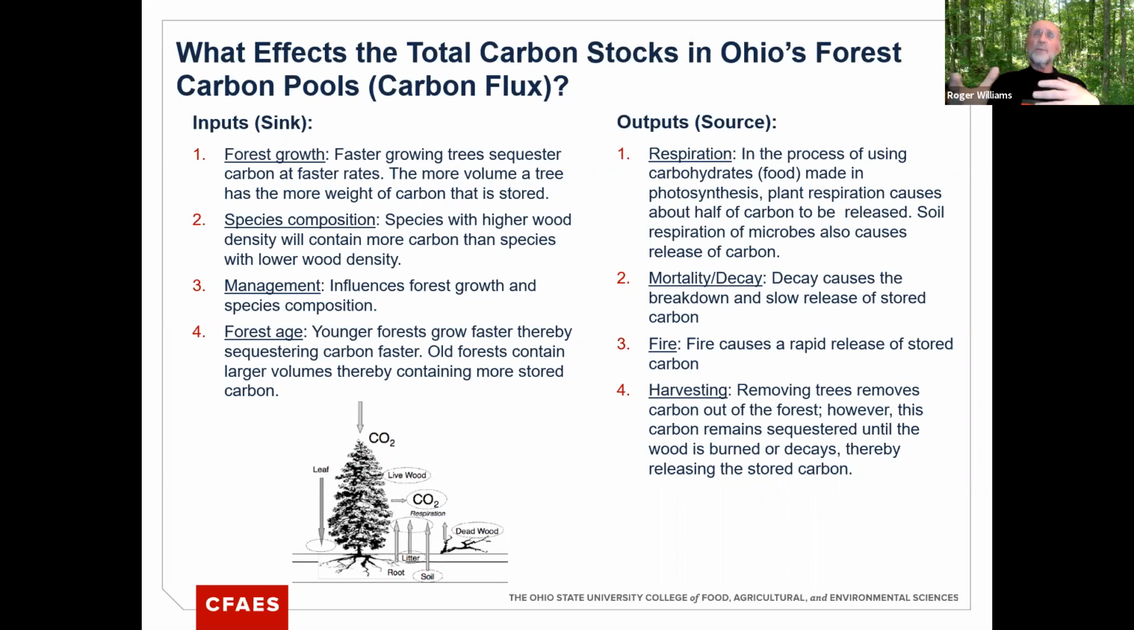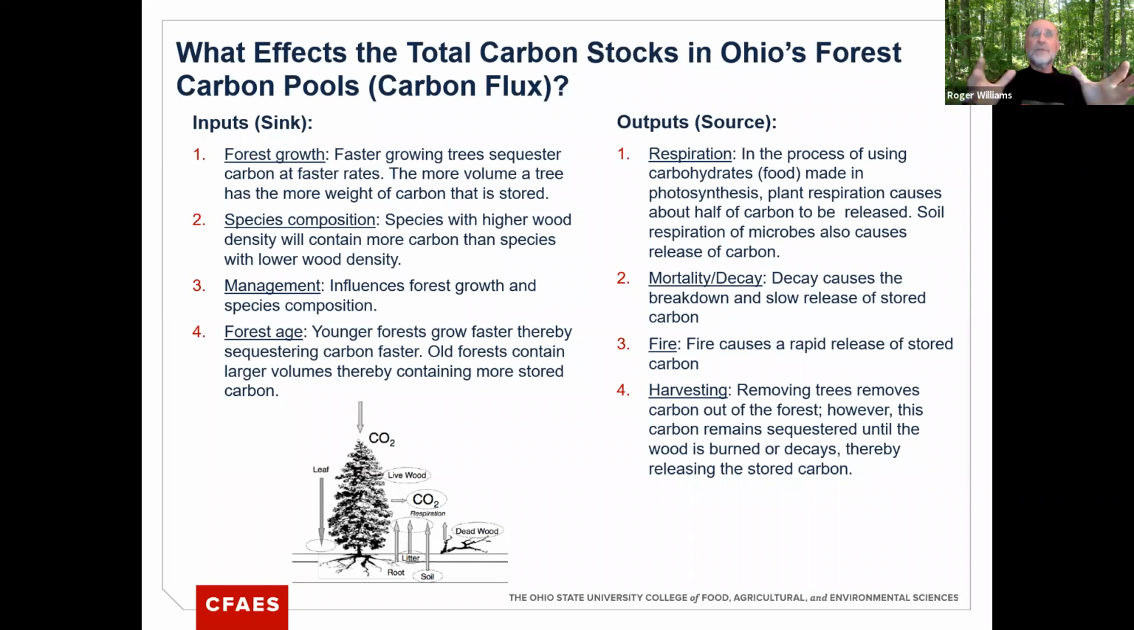Decay causes the breakdown and slow release of stored carbon in many of the plant cell walls. And then certainly when fire occurs in a forest, fire causes a rapid release of stored carbon. We get this process of pyrolysis that breaks down a lot of the plant cells, and we get a lot of carbon released as a result of fire. And then there's harvesting. Removing trees removes the stored carbon out of the forest. However, as I pointed out, this carbon still remains sequestered until the wood is burned or decays, thereby eventually releasing the stored carbon.